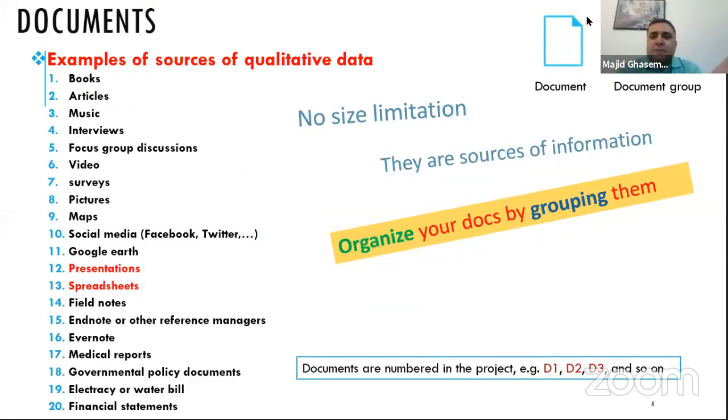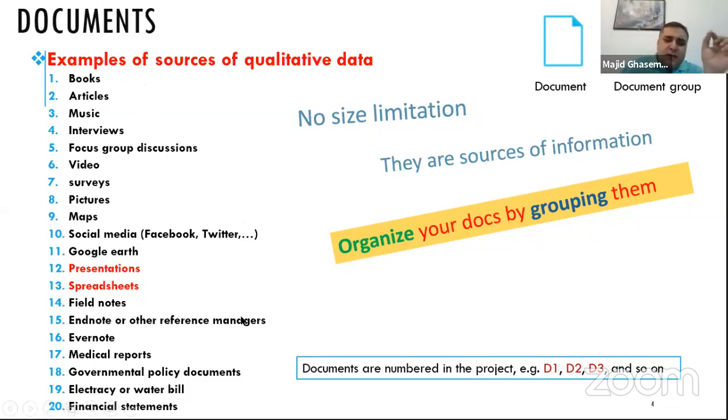All right, we talked about documents. There are a few issues here that I just need to address. When it comes to qualitative data, you will face different data types: books, articles, music, interviews, surveys, pictures, maps, social media. All of these are qualitative data that can be analyzed using any qualitative data analysis software package.